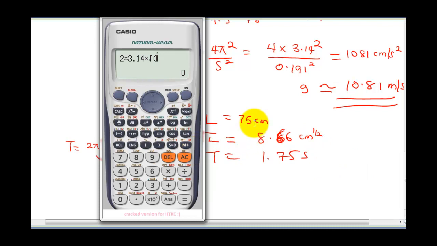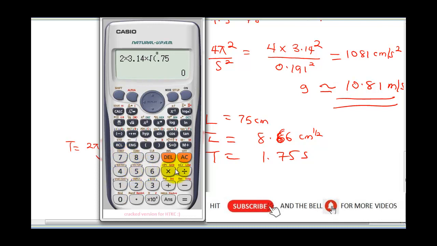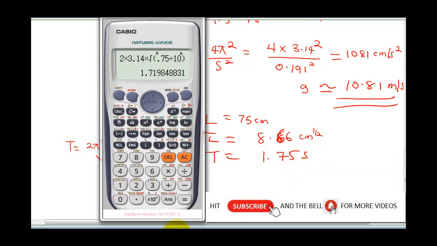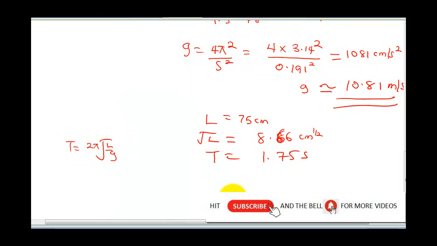Now remember your L is supposed to be 0.75, divided by 10, because we used 10 in our calculation. Now you can see it's 1.72, which is close to what we got. So you can see that from our theoretical value, it's giving us 1.72, and from our graph, we're getting 1.75. So our answers are close. Therefore, this is the correct answer.